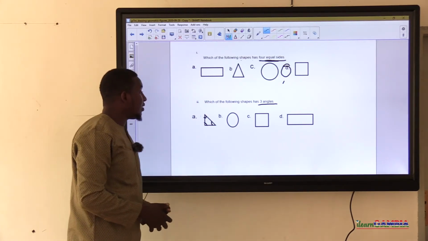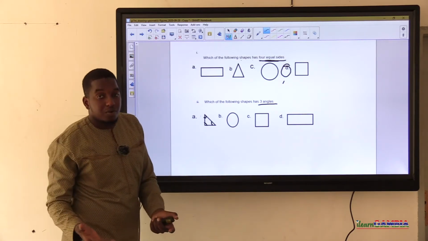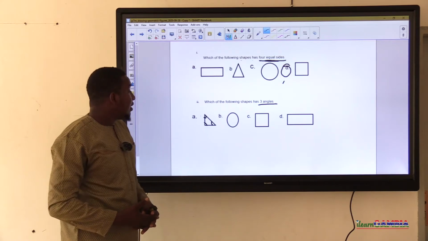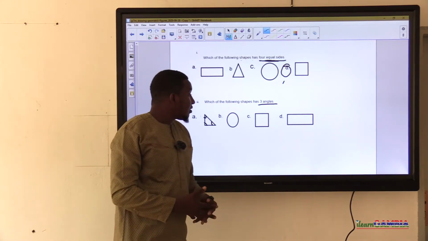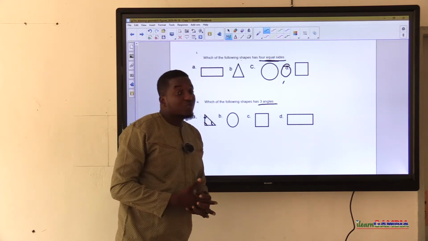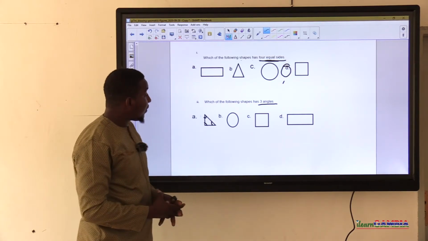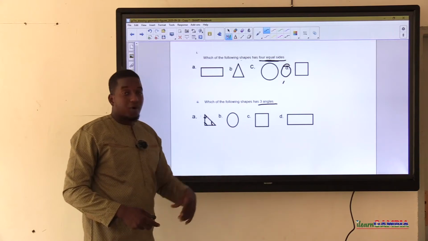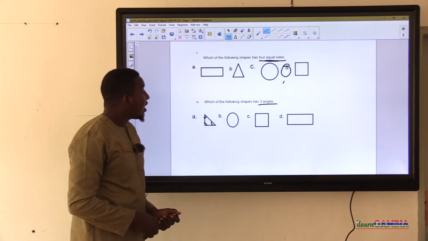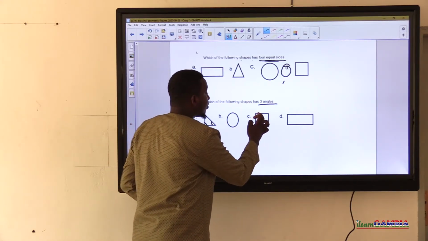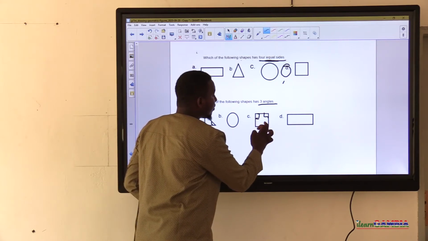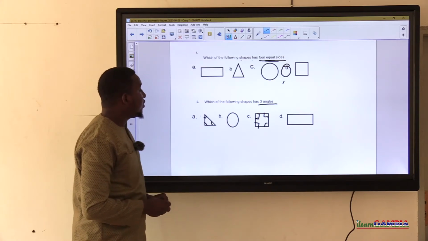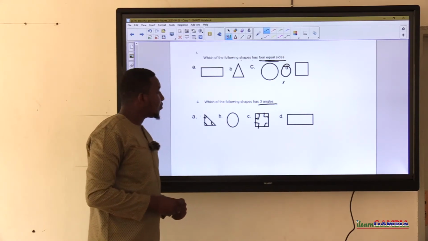We move to the second one. Well, the second one is a circle. We cannot talk about 3 angles there. Then we move to the third one, that is letter C. Letter C is a square. If you look at it properly, you realize that letter C is a square and it has 4 equal sides and also 4 angles. So it doesn't answer our question. That is, which of the following shapes has 3 angles?